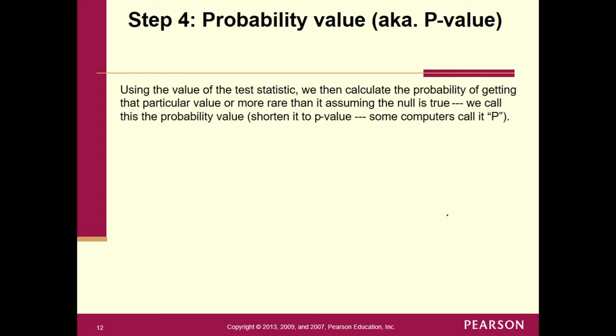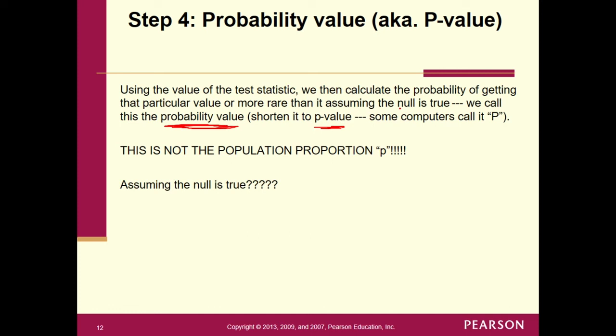So using the value of the test statistic, we then calculate the probability of getting that particular value, or more rare than it, assuming the null is true. We call this the probability value, and we shorten it to p-value, and some computers actually just write big capital P. Don't confuse this with the population proportion P. These are not the same thing. The computer just shortened it to P because it has limited space. But really, what we're calling it is the p-value, the probability value.